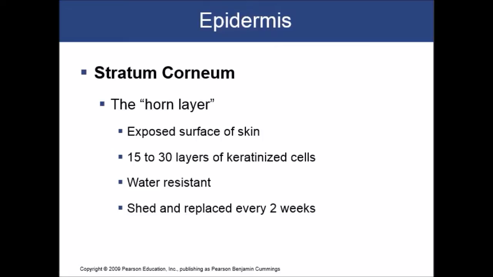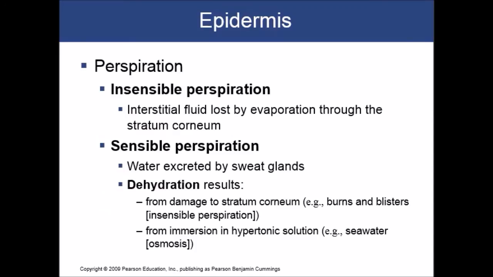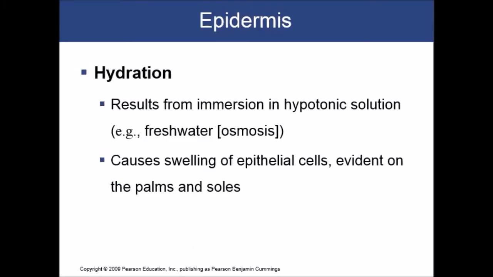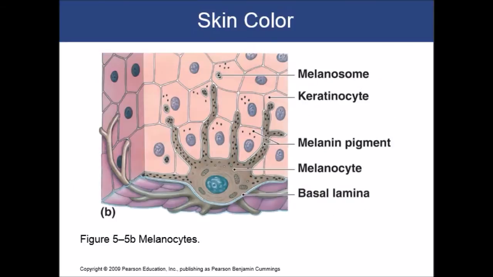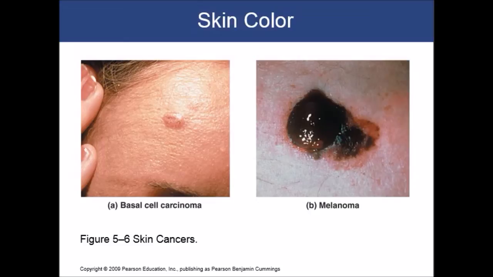Corneum, for example, is a horny layer that's water resistant, replaced every 2 weeks. So that's what we have to remember here. You have to remember the difference between sensible and insensible perspiration and examples. Hydration versus dehydration is important. What happens if you stay in fresh water versus salty water? What are the pigments that make your skin color? It's a mix of these. So function of each layer, function of each cell.